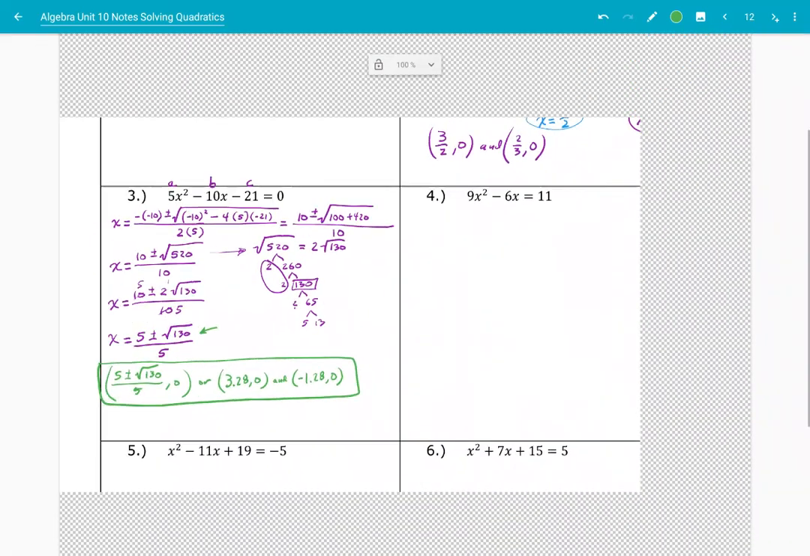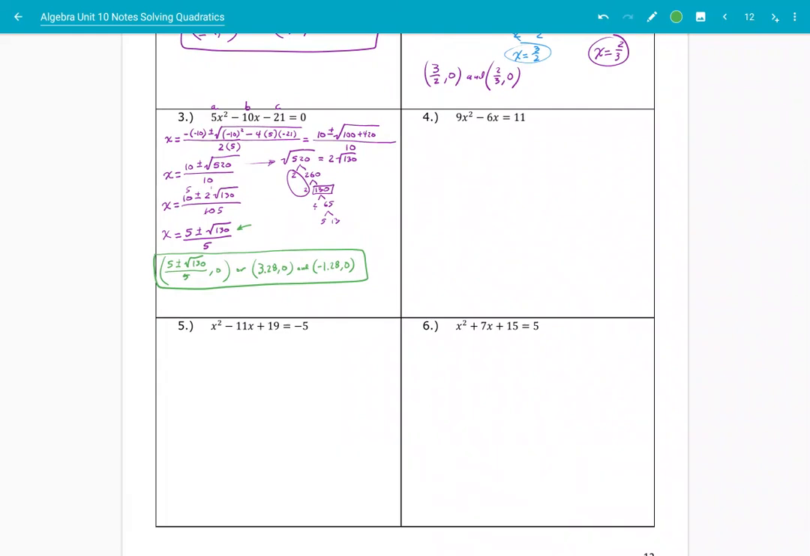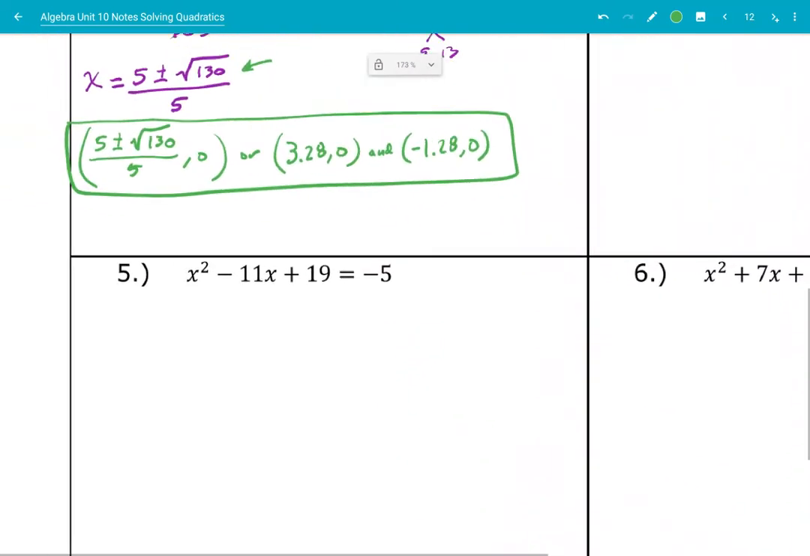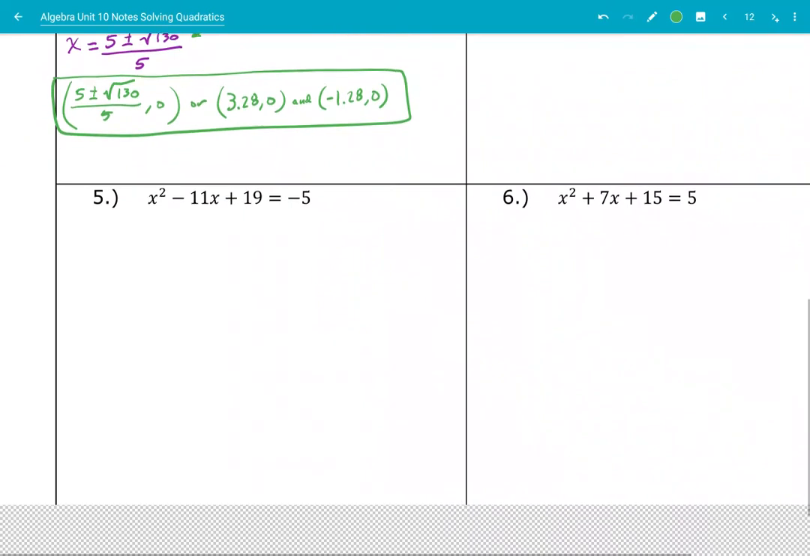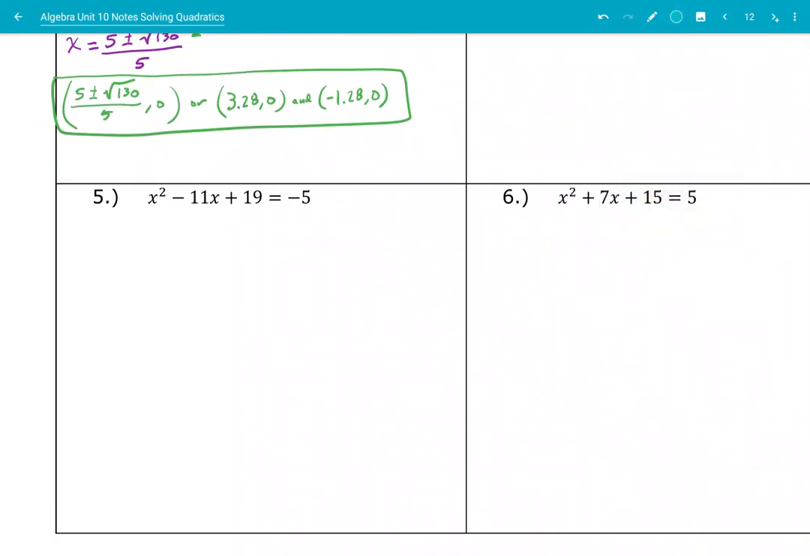All right. I'll do one last one. Let's do this one right here. And I've saved the easiest for last. Let's do this one by graphing it. But first we need to get it in standard form, so that means I need to add 5 to both sides. So that goes away. X squared minus 11x plus 24 equals 0.